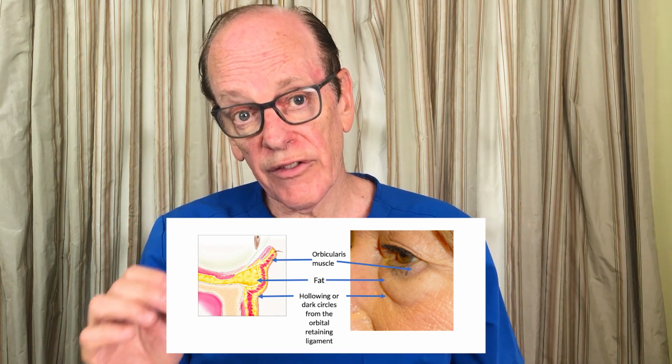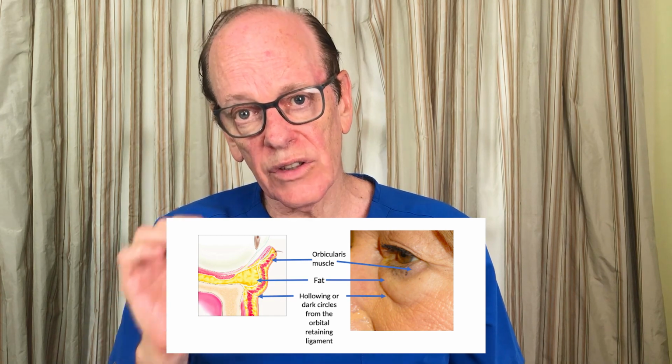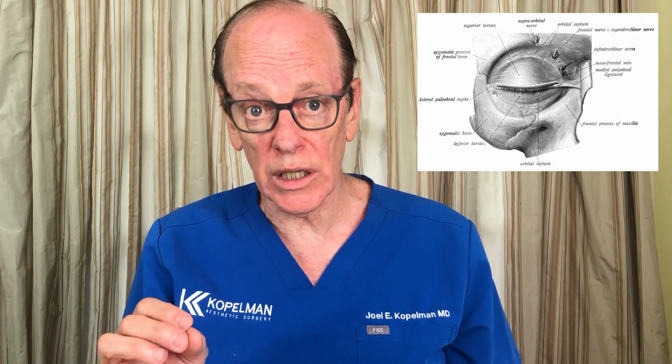The reason for that fat to spill forward, however, is not well understood. There are fibers that hold the fat in place behind the eye and weaken with time, and that allows the fat to spill forward. It isn't just a septum, which is like a dike, that holds the fat back.